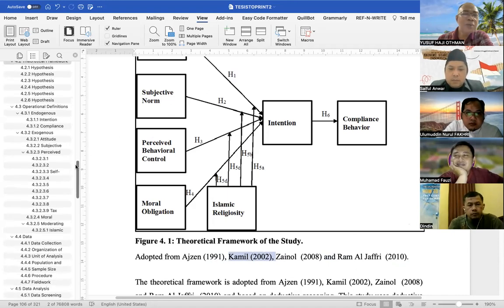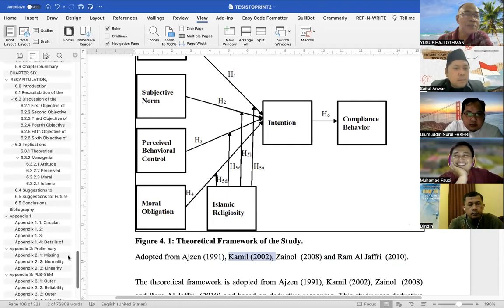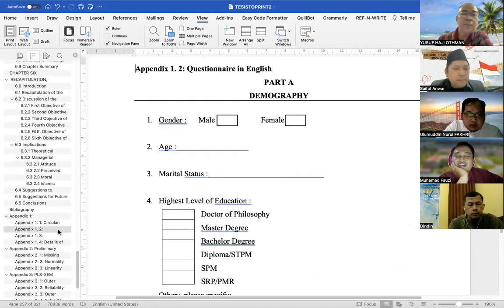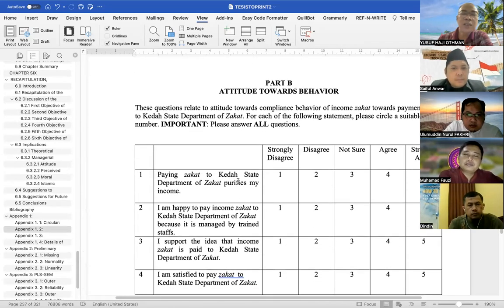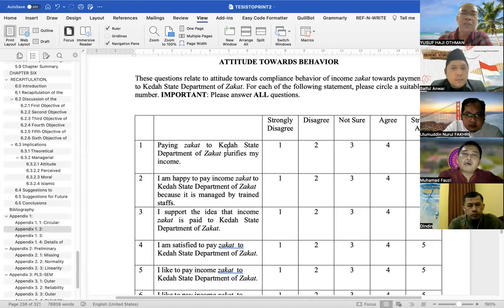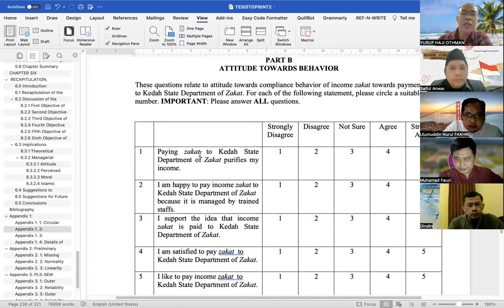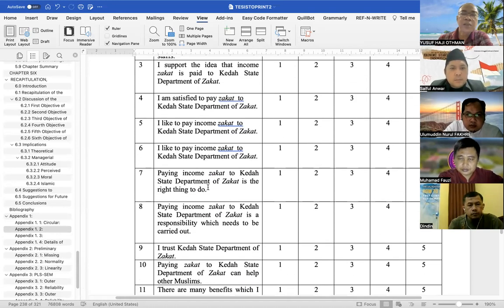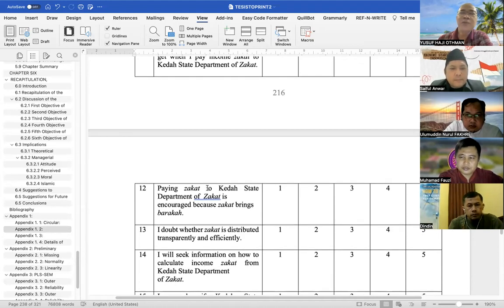So, alhamdulillah, Allah helped me. So, I adopted, right? I adopted their questionnaire items. From their questionnaire items, I made the items. I adapted and adopted these questionnaire items to measure attitude, right? So, this is not done by me. I just adapted and adopted from previous researchers, right?